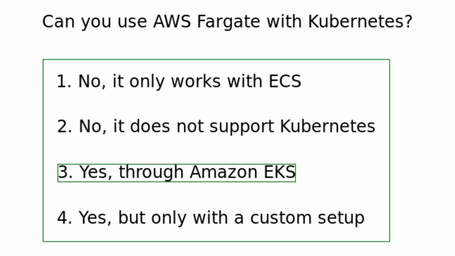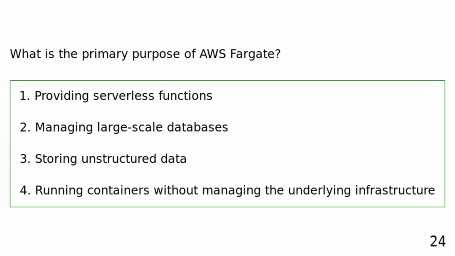AWS Fargate can be used with Kubernetes through Amazon EKS, providing a serverless environment for running Kubernetes pods. What is the primary purpose of AWS Fargate? Providing serverless functions. Managing large-scale databases. Storing unstructured data. Running containers without managing the underlying infrastructure.